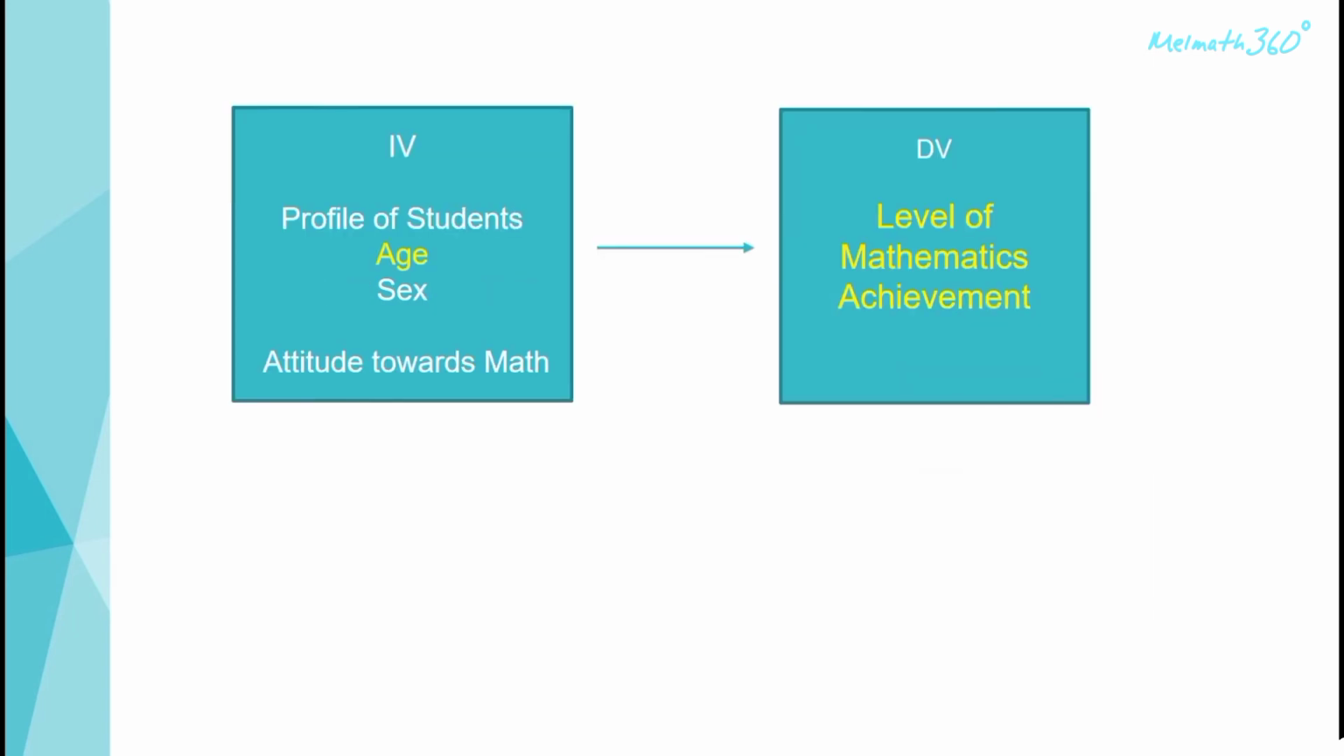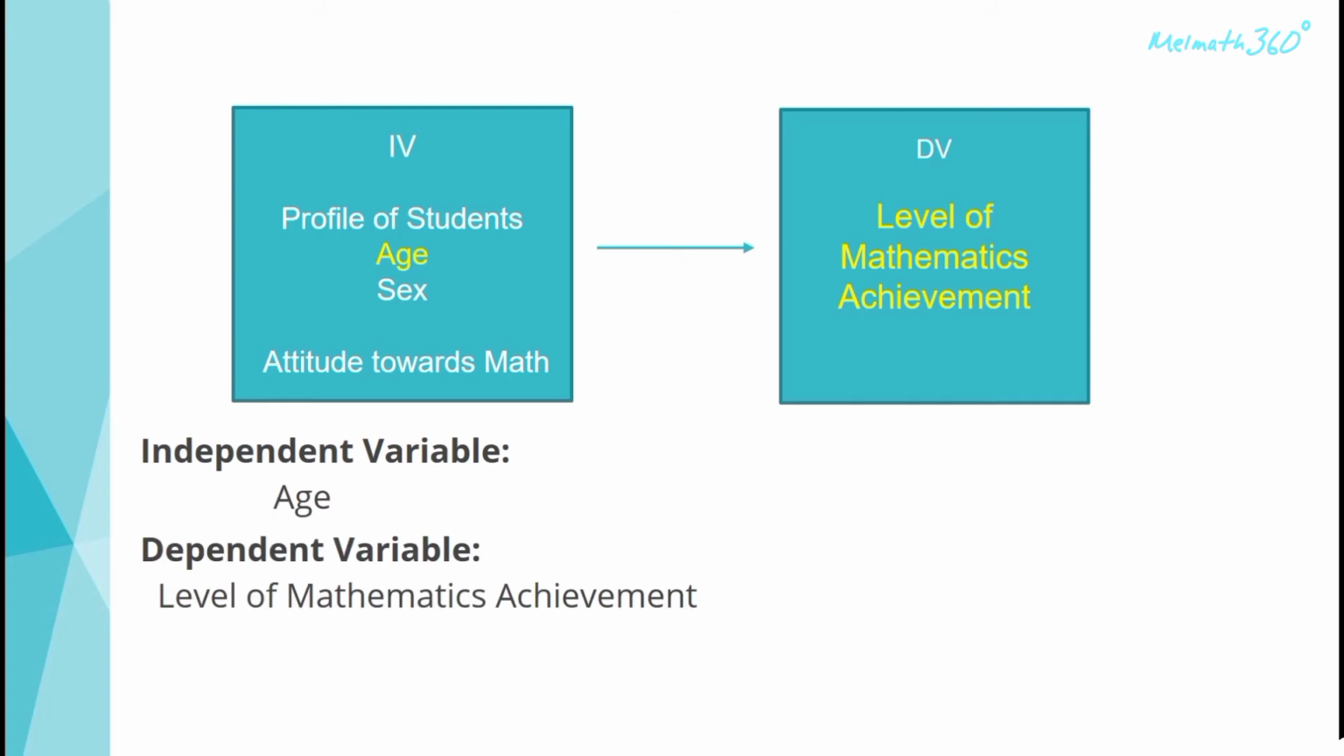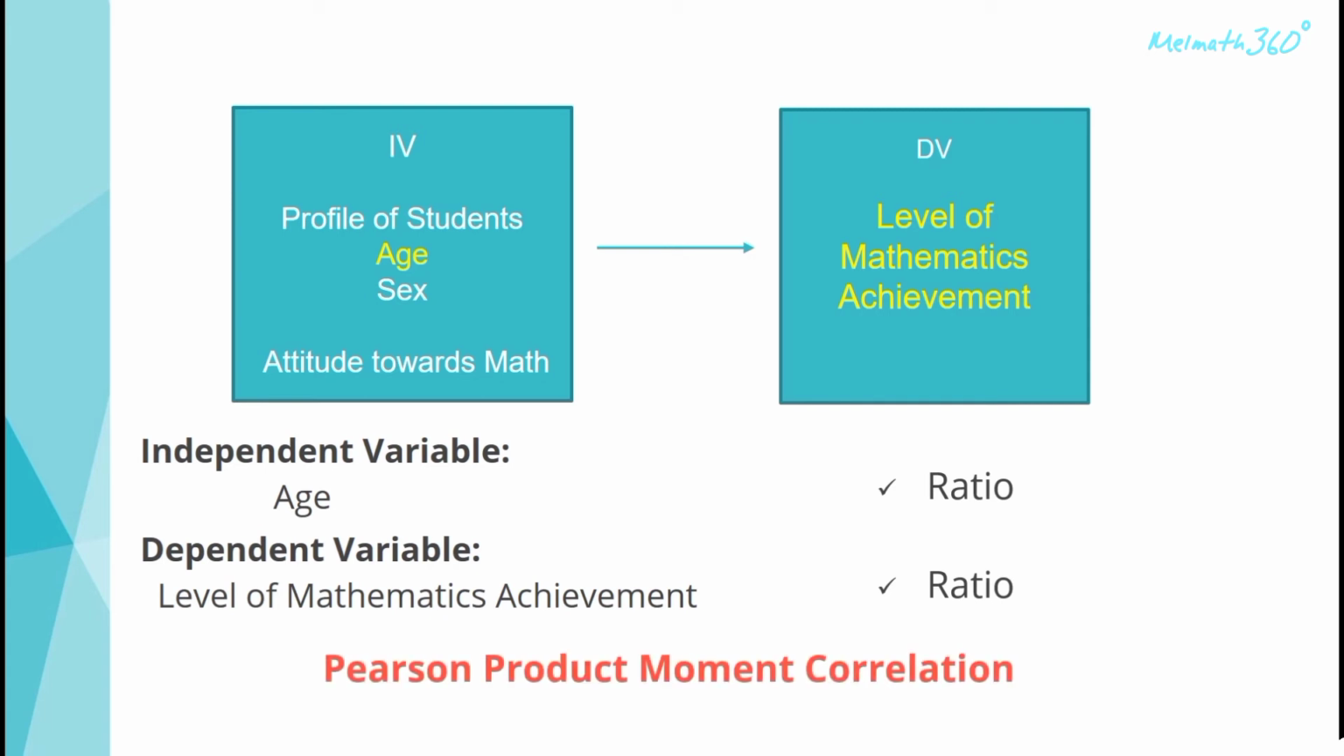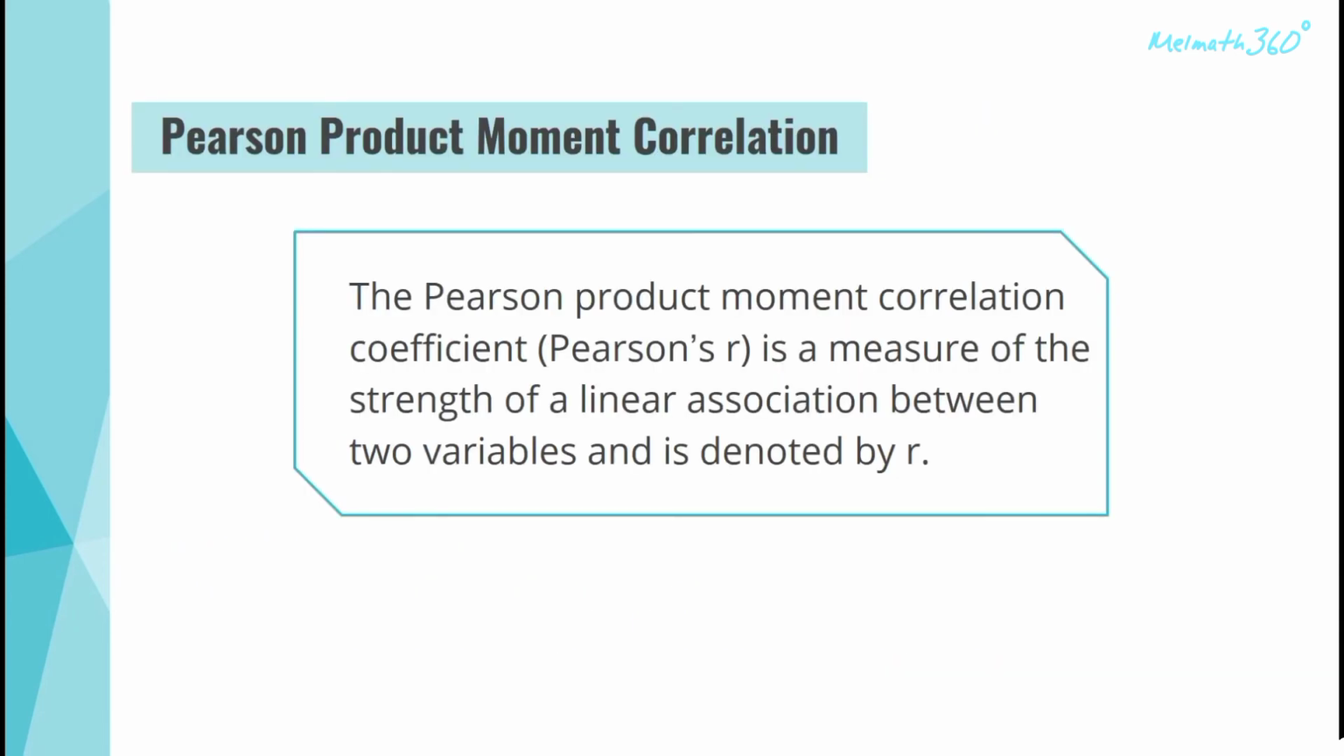If we correlate the age and level of mathematics achievement, ano ang appropriate statistical tool na pwede natin gamitin? The independent variable is the age and the dependent variable, the level of mathematics achievement. Ang age natin ay ratio, level of mathematics achievement ay also ratio. We can utilize Pearson product moment correlation or Pearson's r, provided that the parametric assumptions are satisfied by our data. The Pearson product moment correlation coefficient or Pearson's r is a measure of the strength of a linear association between two variables and it's denoted by r.